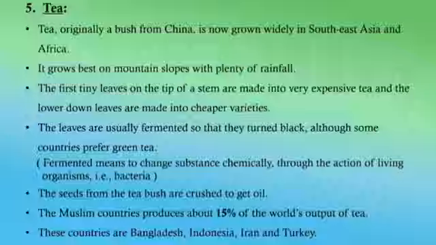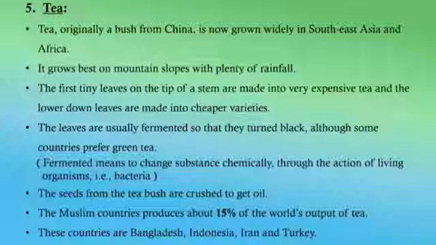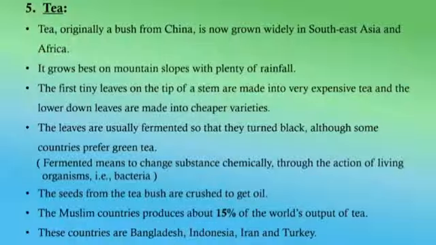Fermented means to change substance in a chemical process through the action of living organisms such as bacteria. The seeds from the tea bush are crushed to get oil. The Muslim countries produce about 15% of the world's output of tea. These countries are Bangladesh, Indonesia, Iran, and Turkey.